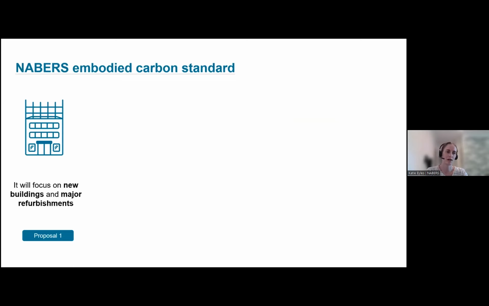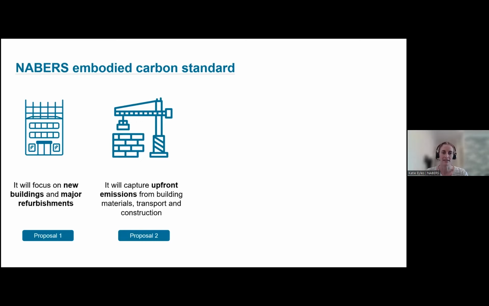Proposal number one that we agreed on with industry: the NABERS embodied carbon standard will focus on new buildings and major refurbishments when it's first released. By new buildings, we mean anything that was completed in around the last 5 years, you could get a rating for. And then obviously going forward, any new buildings. There was demand for being able to look at fit outs over time, for example, and those kinds of things are in our roadmap, but at the beginning, new buildings and major refurbishments.